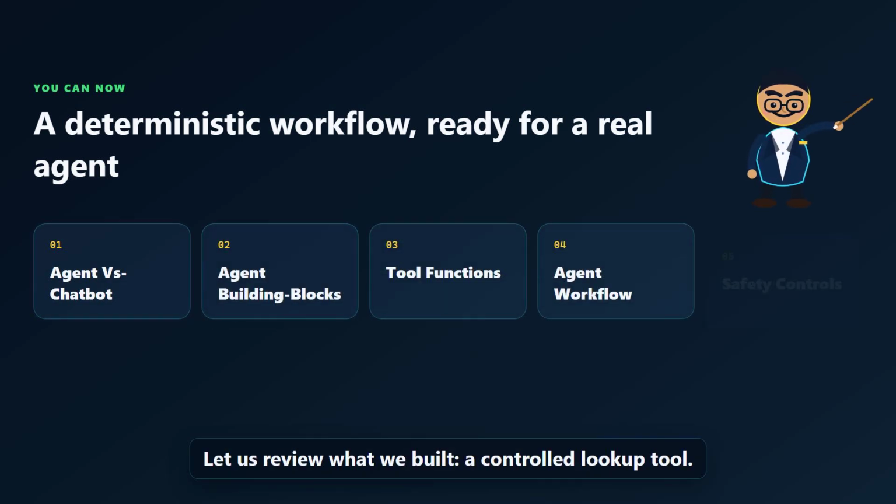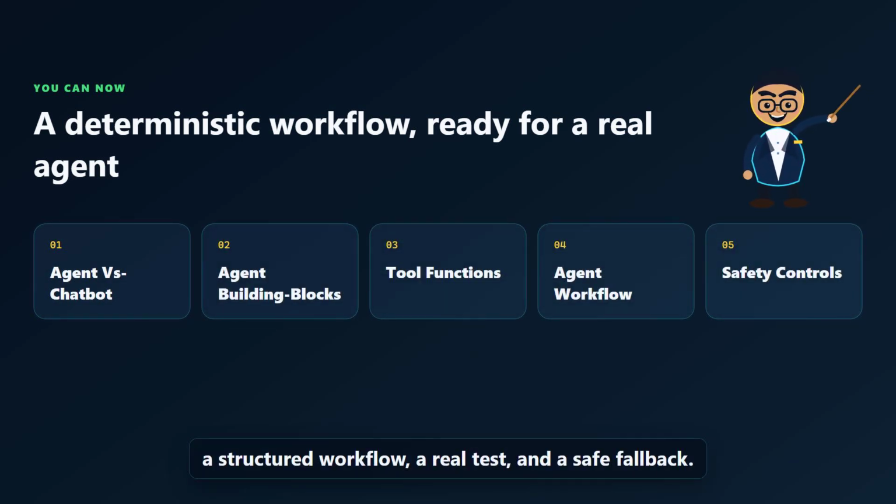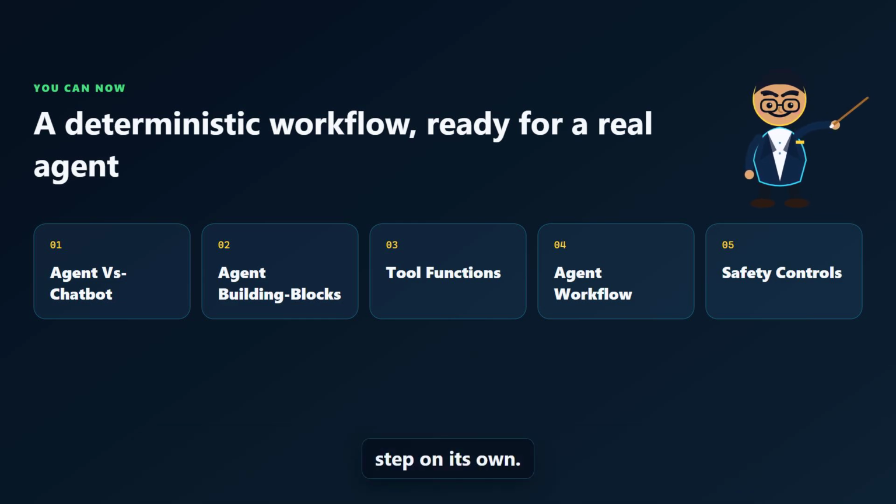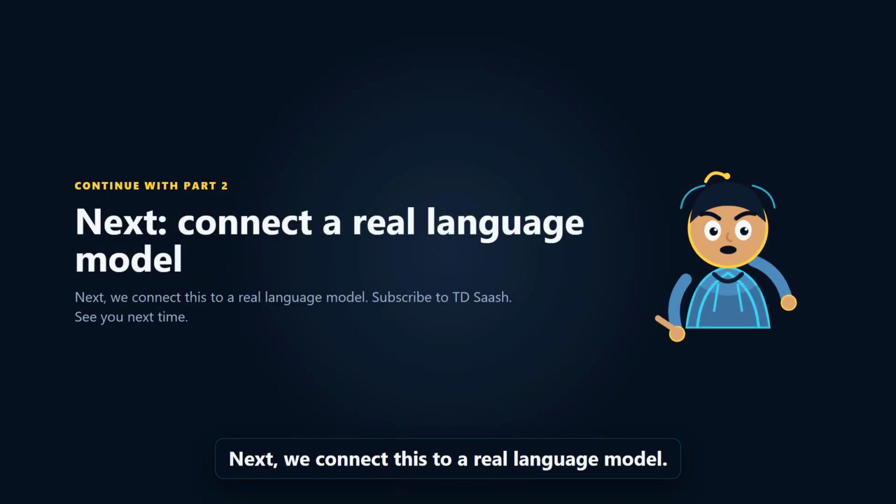Let us review what we built: a controlled lookup tool, a structured workflow, a real test, and a safe fallback. We also learned how a genuine agent differs. It uses a language model to choose tools and decide the next step on its own. Next, we connect this to a real language model.